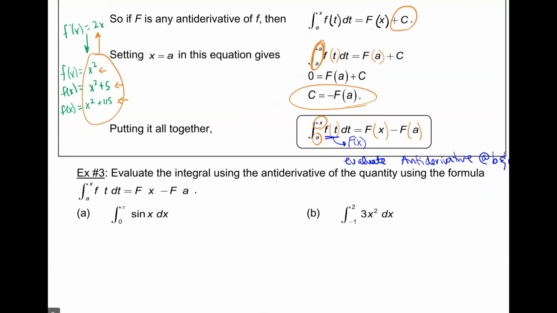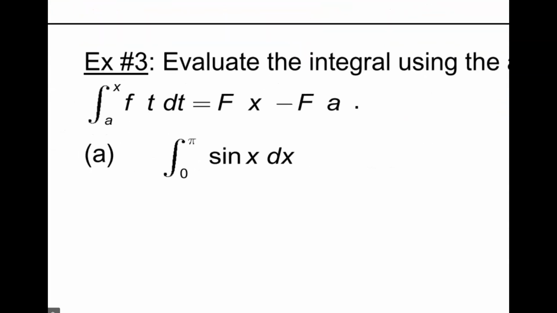Okay, evaluate the integral using the antiderivative, using the formula: the integral from a to x of f of t dt is going to be our antiderivative at x minus antiderivative at a. So first you have to figure out, here's the derivative, what is the antiderivative function? Then you evaluate your two endpoints at that point. Okay, so let's start with the first one, sine.